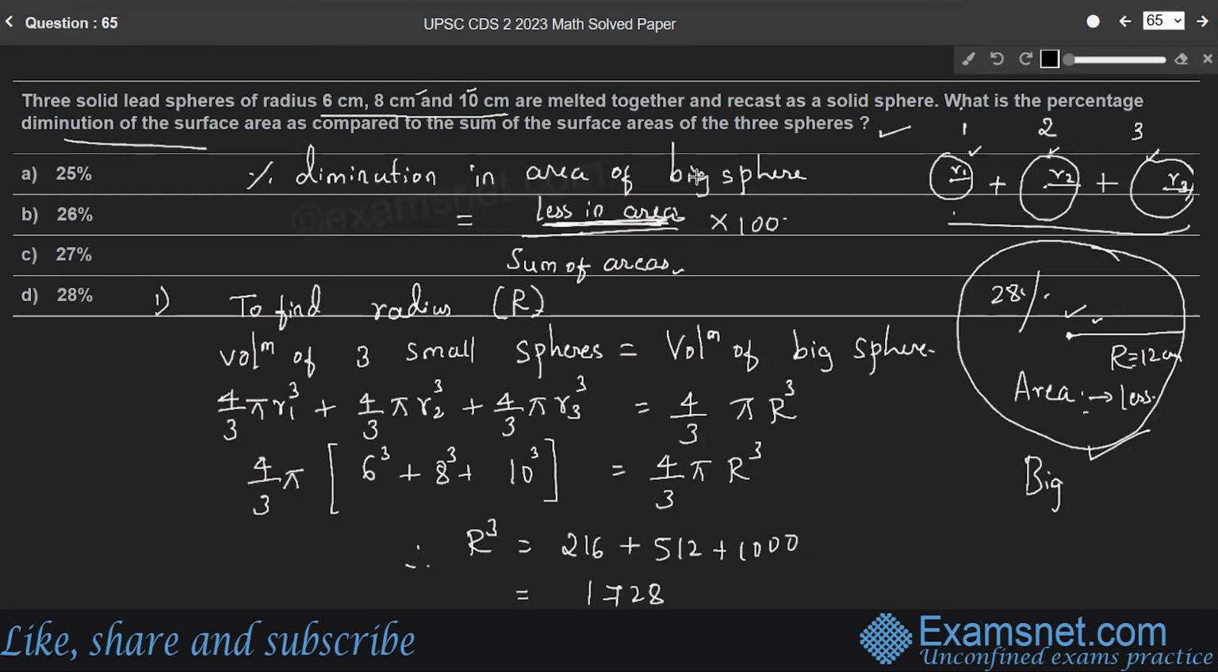So compared to the sum of the areas of the three small spheres, there is 28% less area in the big sphere. Hence, option D is the right answer.